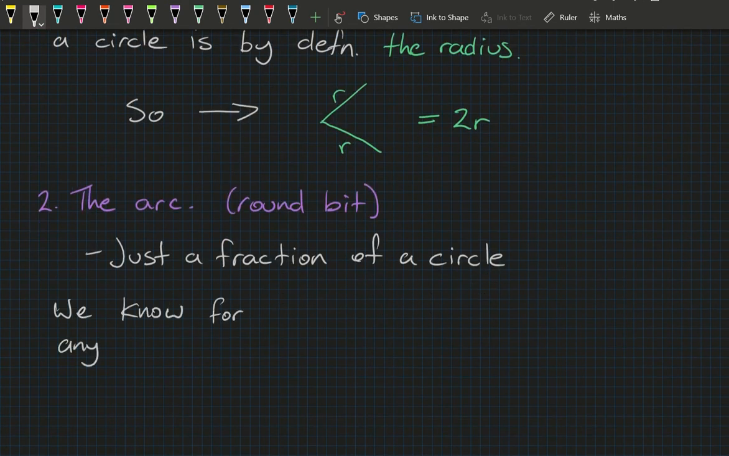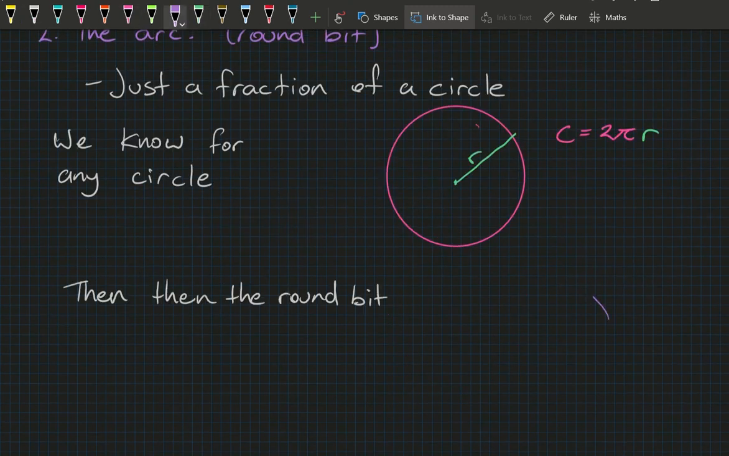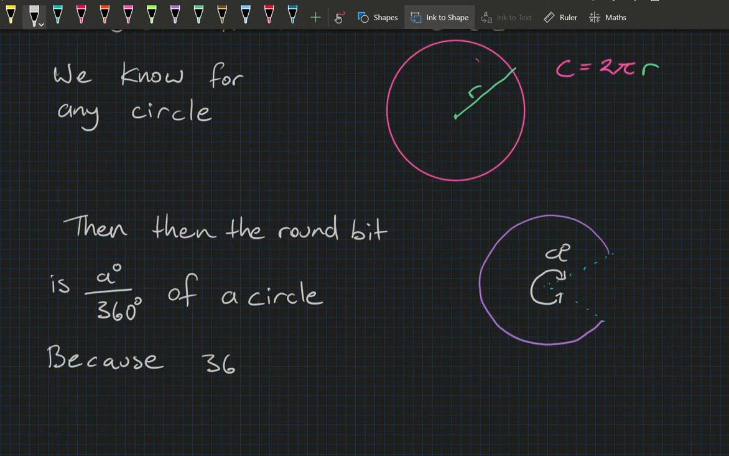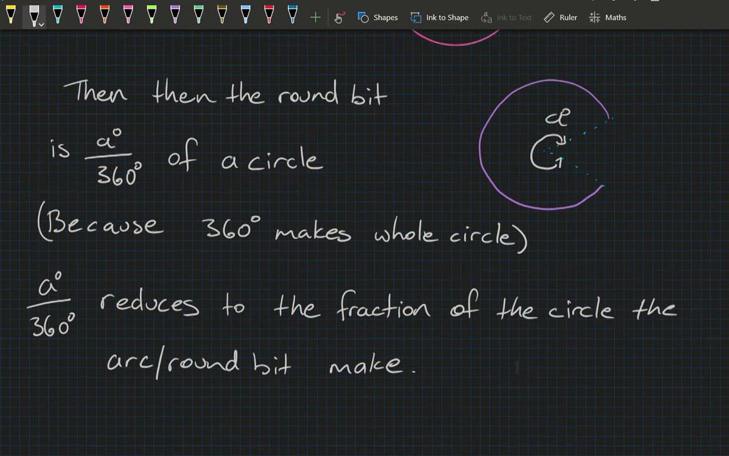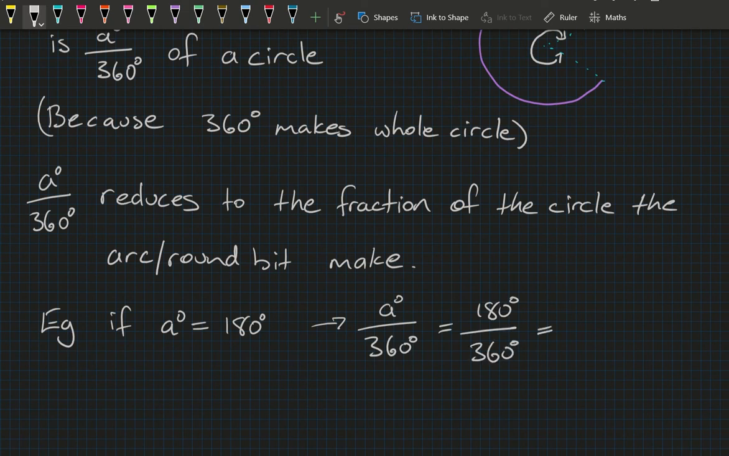So we know for any circle, such as this one with a radius r, the circumference is 2 pi r. Then the round bit, such as this one, defined by the angle A, is A degrees divided by 360 degrees of a circle, because 360 makes up the whole circle. And this A divided by 360 reduces to the fraction of the circle that the arc or round bit makes. So for example, if A was equal to 180 degrees, then A divided by 360 equals 180 divided by 360, which is just a half.